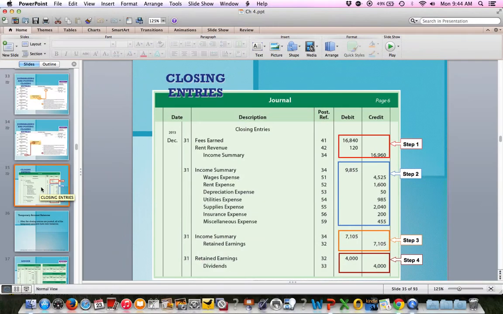And so of course we have to actually put those closing entries into a journal and post them to our ledger. Those are the posting references to show that yes, they were posted to our ledger. And you can see what the four entries are right here, steps 1, 2, 3, and 4.